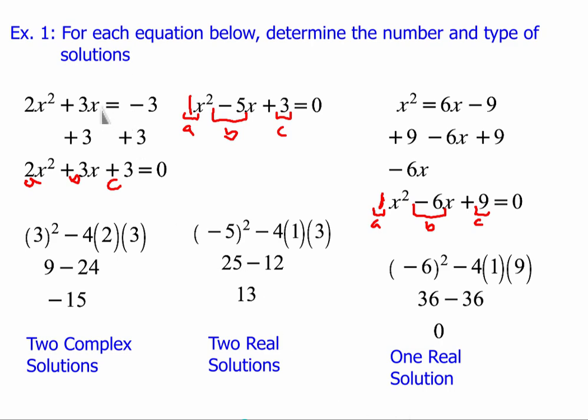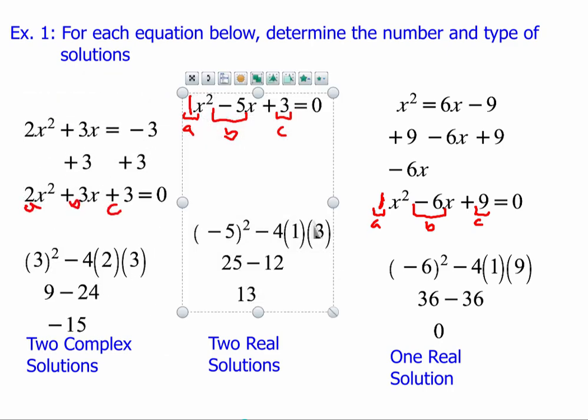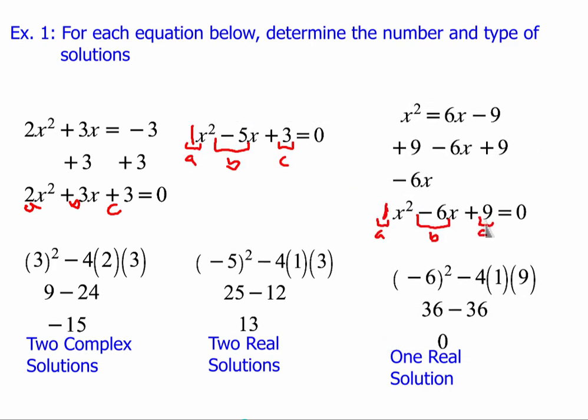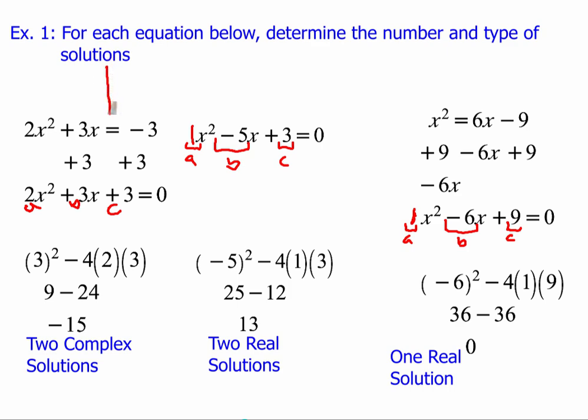I can also think of these as telling me something about my graphs. I'm going to move these down so I can see them. For my quadratic with two complex solutions, if I have no real solutions, if here's my coordinate plane, it means that when I draw in my parabola, it never touches the x-axis. It has no real solutions.